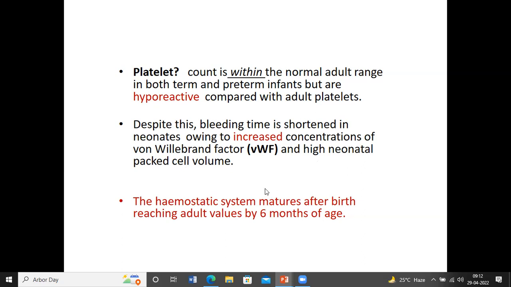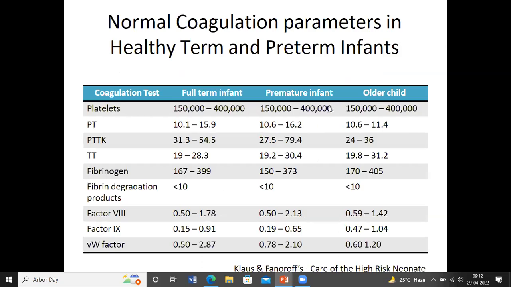The hemostatic system takes about 6 months to mature, and all the clotting factors become like adult values, except protein C, which may take a little longer. This is one of the most important slides for today: the coagulation parameters in term infants as well as preterm infants.